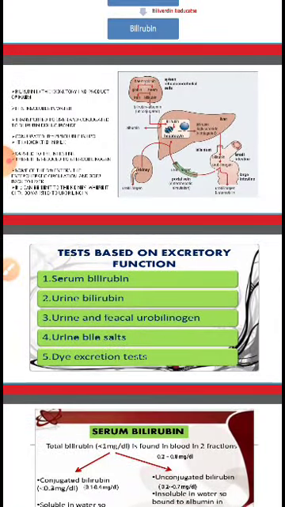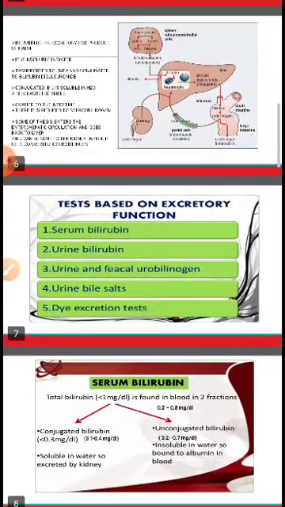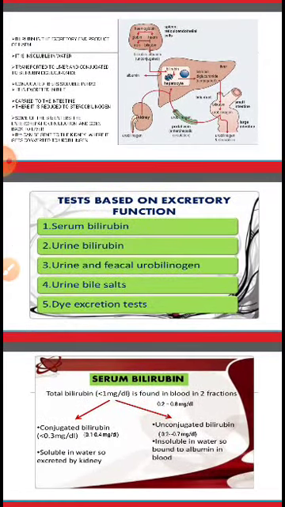Some of it is then carried through the enterohepatic circulation and it goes back to the liver, and from the liver it is then passed on to the kidney and excreted. In the kidney, it can get converted to urobilinogen and urobilin, in which form it gets excreted out in the urine.